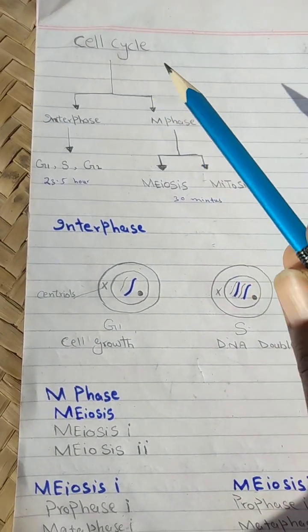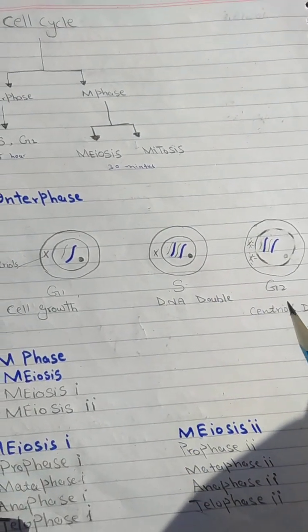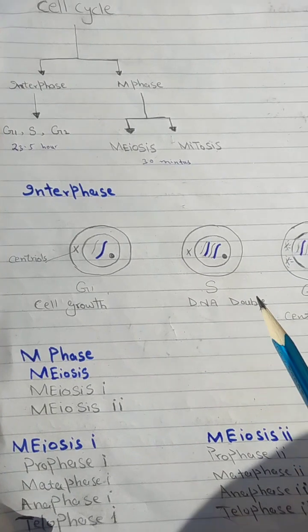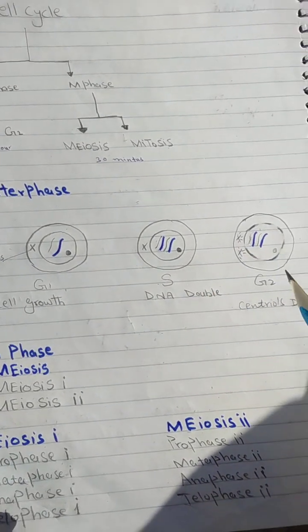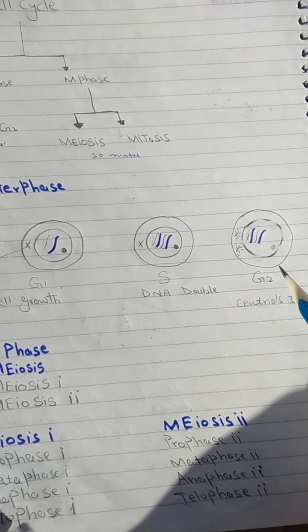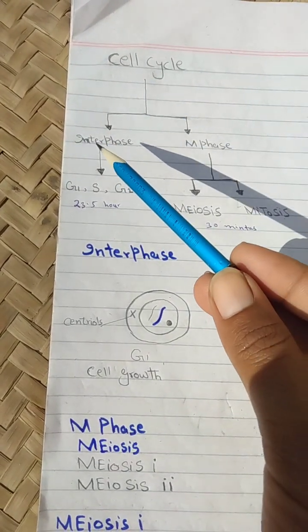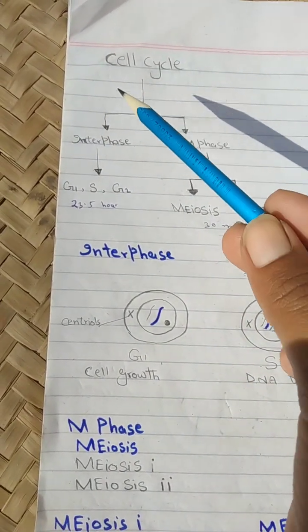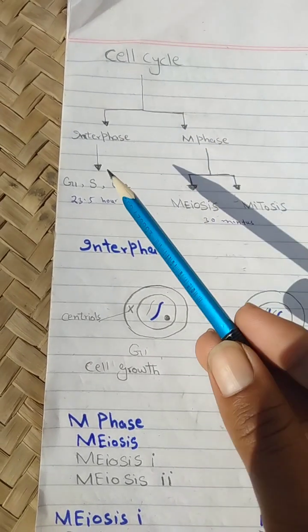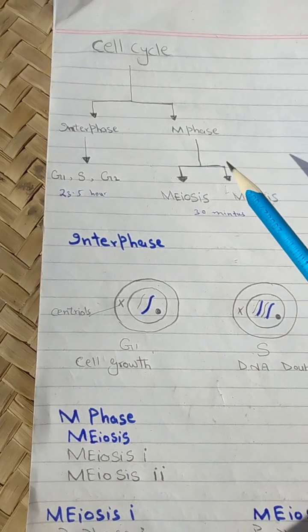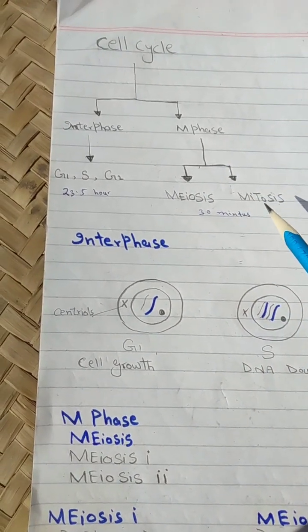First we define the cell cycle. The cell cycle undergoes a sequence of changes. In this sequence, first the cell grows in size, secondly the DNA of the cell doubles, and third the cell divides itself. The cell cycle consists of two main phases, interphase and M phase. Interphase consists of the G1 phase, S phase, and G2 phase. M phase consists of meiosis and mitosis.